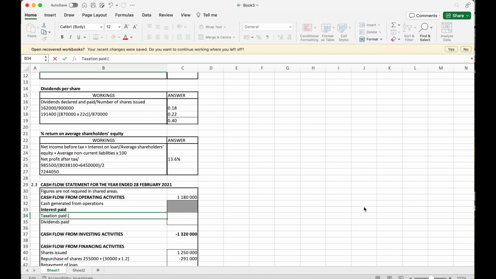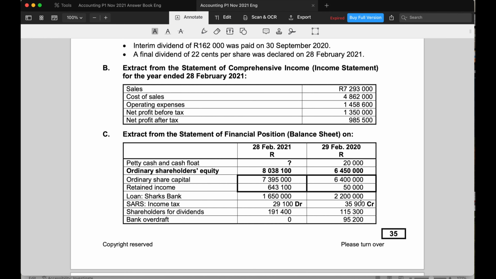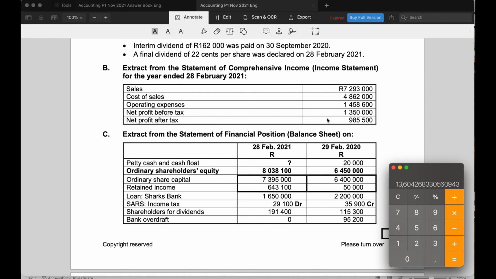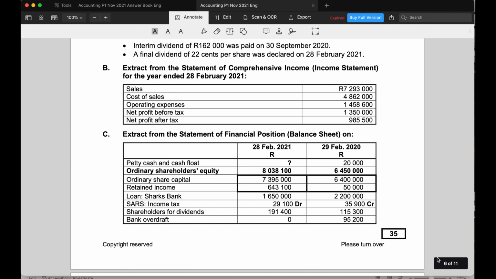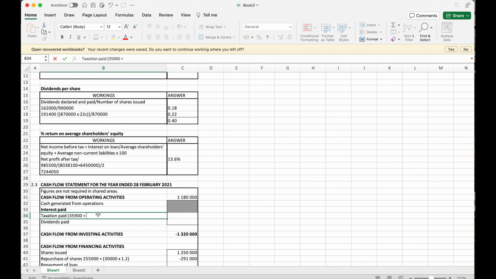Unpaid amount at the beginning of the year, here it's 35,900. There must always be credit balances. 35,900 plus an amount recorded on the income statement. You look at the income statement, we don't have the amount for tax, but we have the amount for profit before tax and profit after tax. Obviously, the difference is the taxation. The profit before tax was 1,350 million. The profit after tax was 985,500. If I subtract them, I get 364,500.